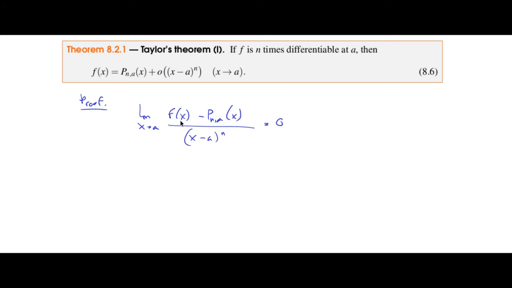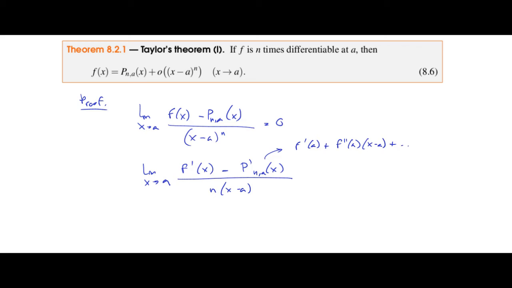Now again, we know that at a, these two are going to be the same, so we have to differentiate it, so we have to apply L'Hopital's rule. The derivative of the polynomial, if you think about it, is going to start with f prime at a plus f double prime at a times x minus a, and then so on. All of these terms are going to 0, and then you have f prime at x minus f prime at a. So this is going to be 0 divided by 0 again.